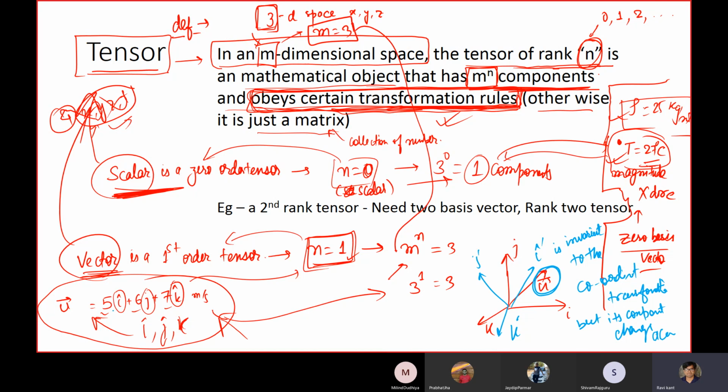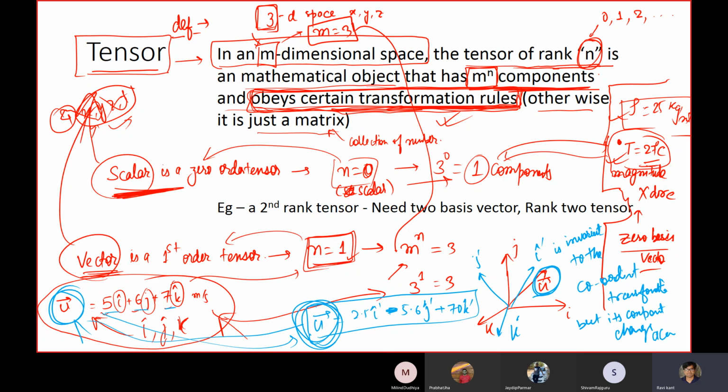accordingly. Okay, now if you have 5i plus 6j plus 7k here for u, in i dash, j dash, k dash, this will be the same vector, but in the i dash components you may have 2.5 i dash plus maybe minus 5.6 j dash and plus 70 k dash. I don't know, some transformation may happen, but it points to the same u vector. Okay, so this undergoes a transformation, so it obeys certain transformation rules. Okay, so it is evident that vectors obey some transformation rules. So these two things are clear, right? So with these arguments, I can say that these vectors and scalars are actually tensors, which are zero order and first order respectively.